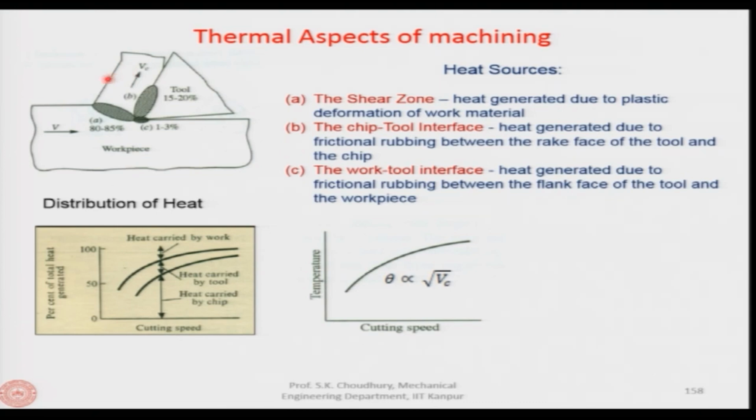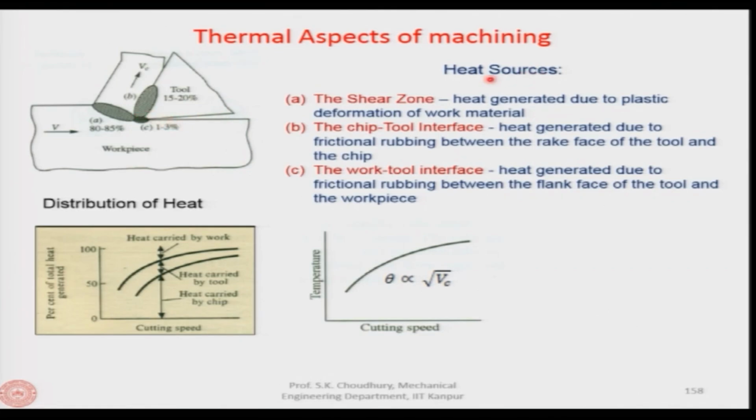Well, first of all, from this diagram, we know, as we have already discussed, that most of the heat is generated because of the plastic deformation which happens in the shear zone. So, 80 to 85% of the heat is generated because of this. Next, it is because of the friction as the chip moves along the rake face. So, here about 15 to 20% of the heat is generated, and finally, we have the rubbing of the flank face with the already machined surface, and the contribution of this friction is about 1 to 3%, not more than that.